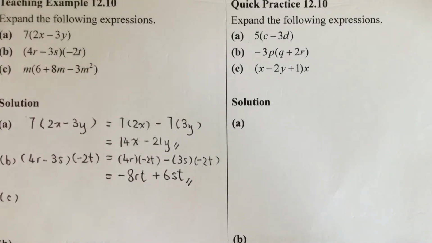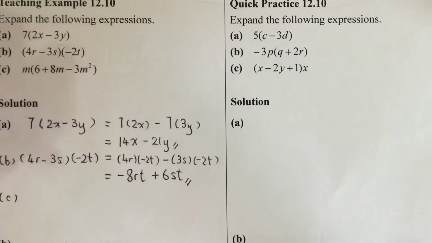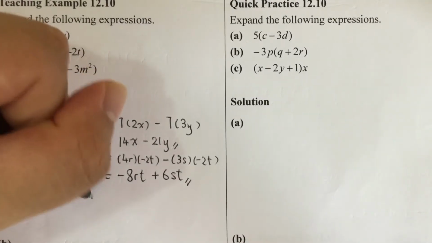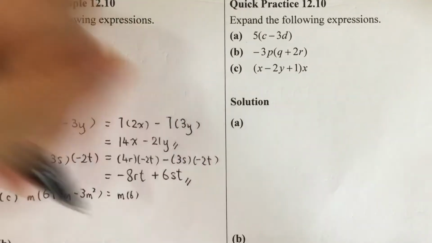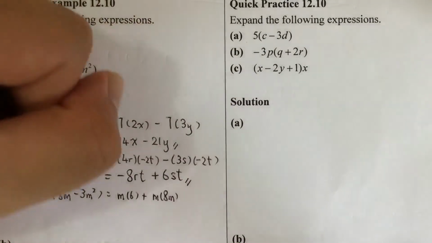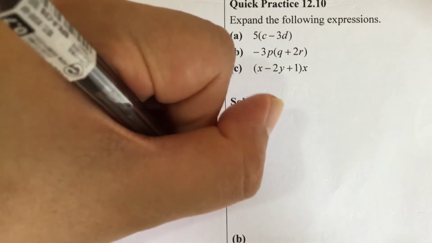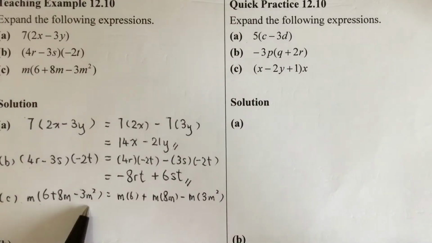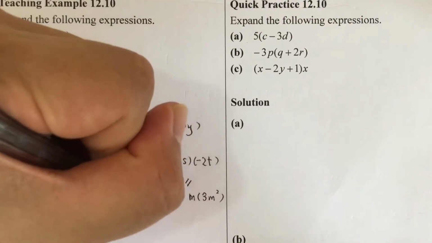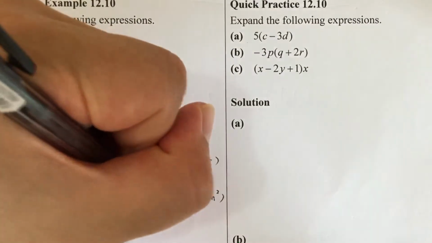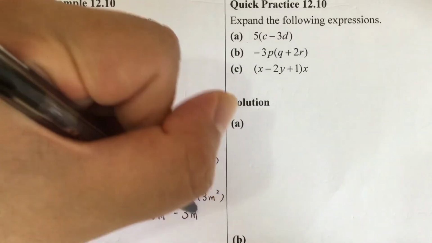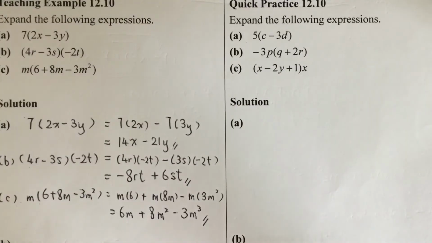For part C, it's not difficult, because although we have 3 terms, we will do the same thing: m times (6 plus 8m minus 3m squared). M times 6, the first thing, copy the addition sign, and then m times 8m, and then minus m times 3m squared. M for 6, m for 8m, m for 3m squared. So we have 6m plus 8 times m is m squared. Please pay attention, do not multiply them together. 3 and m times m squared, that's m cubed. So we finished these 3 questions.